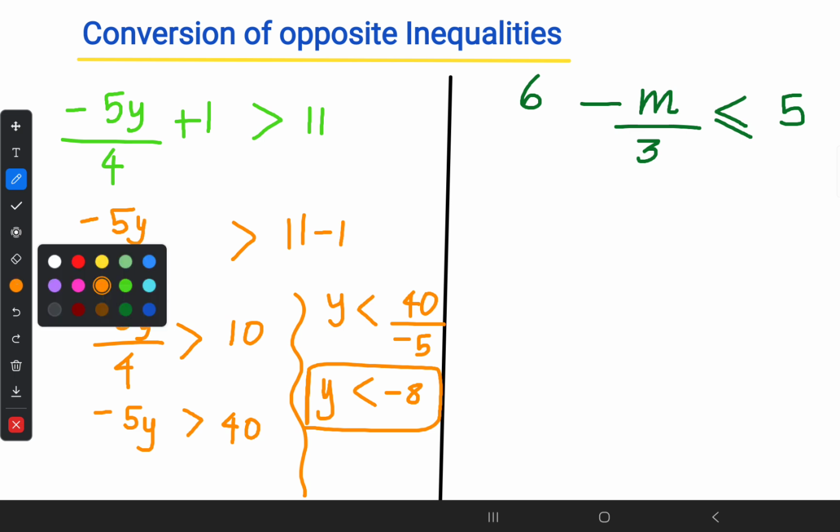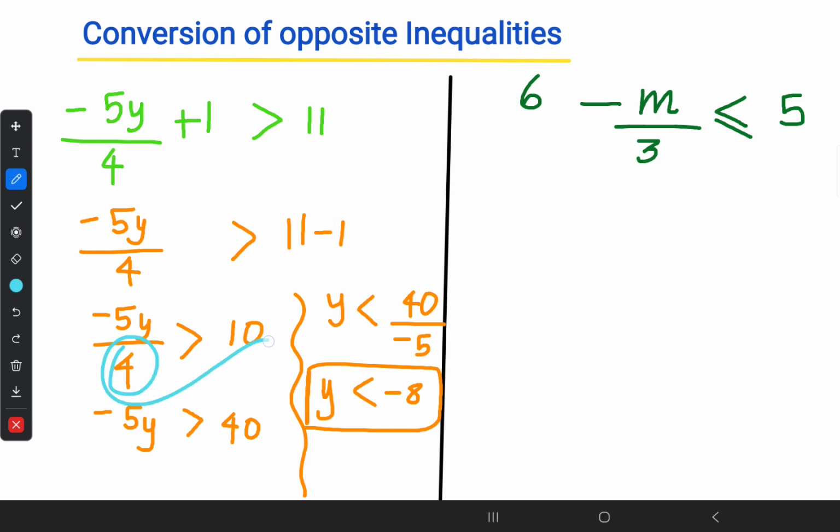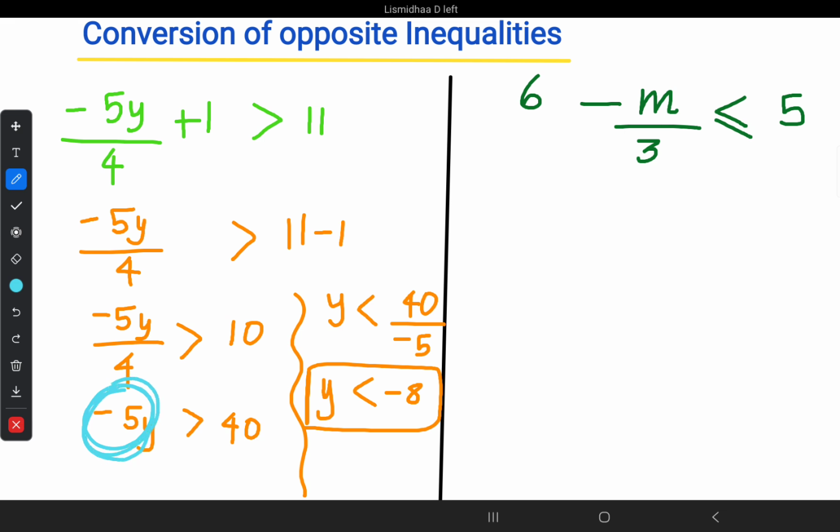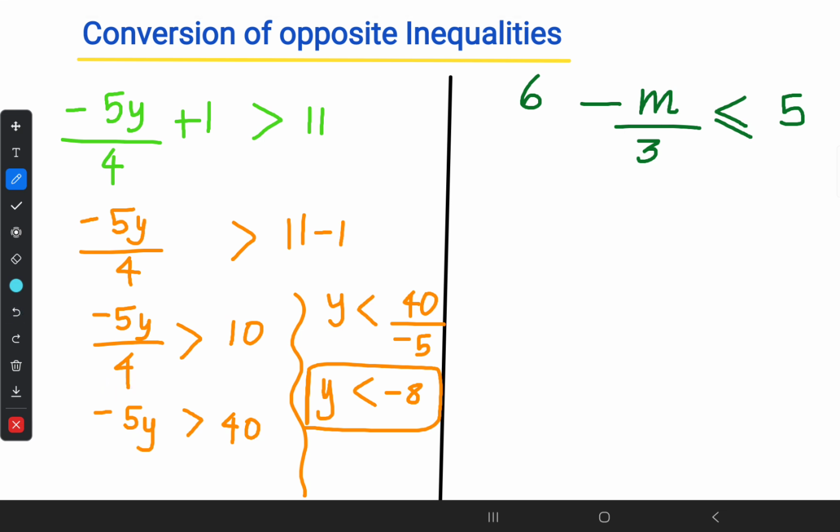Because I'll recall once more. First, the positive 1 became negative 1, then positive 4 as a dividend became a multiplicand. In those cases, there are no changes in the inequality. But hereafter, the negative 5, it is a negative number, so that is going to be a division. In those cases only, the inequality will change to its opposite.